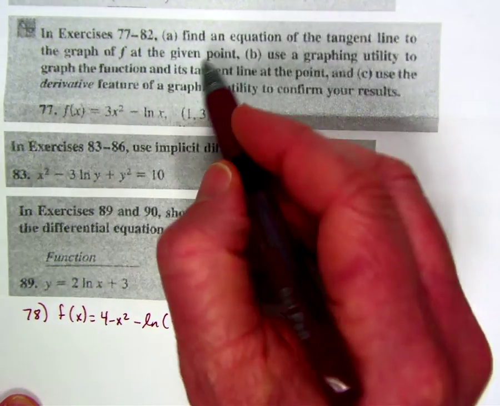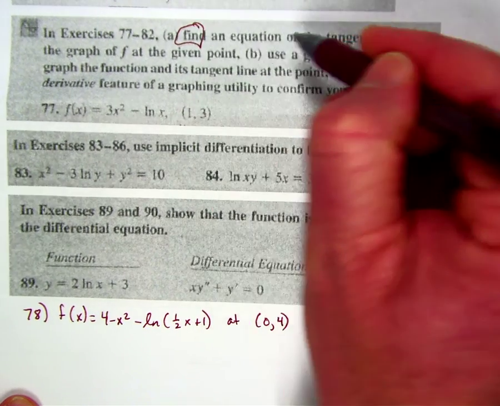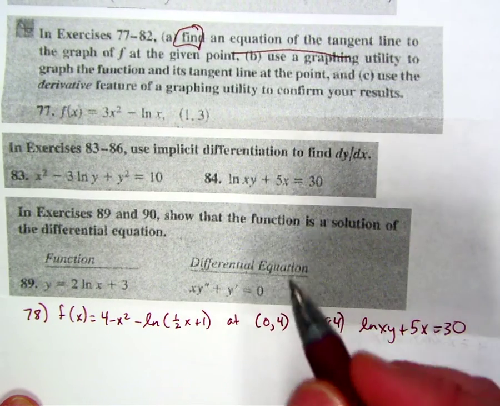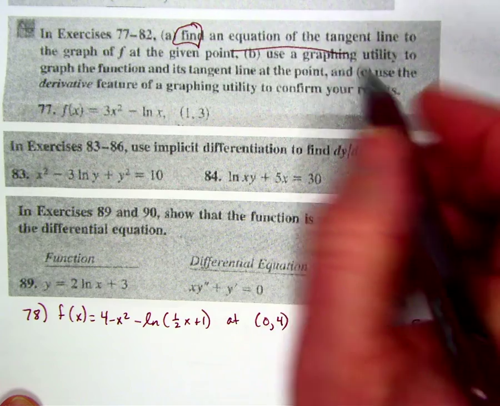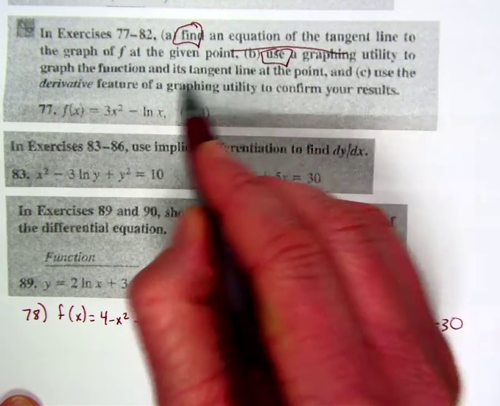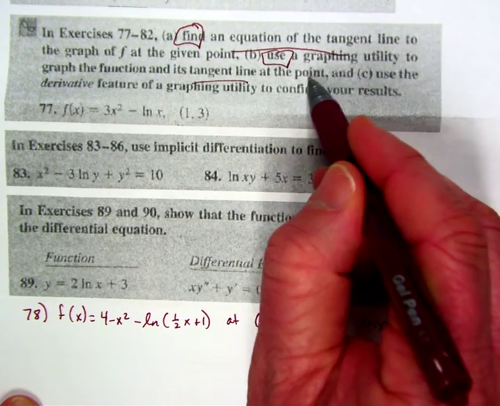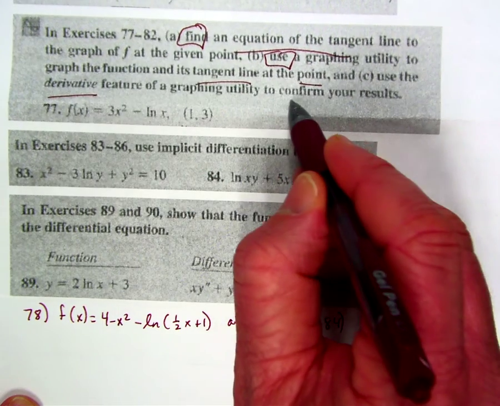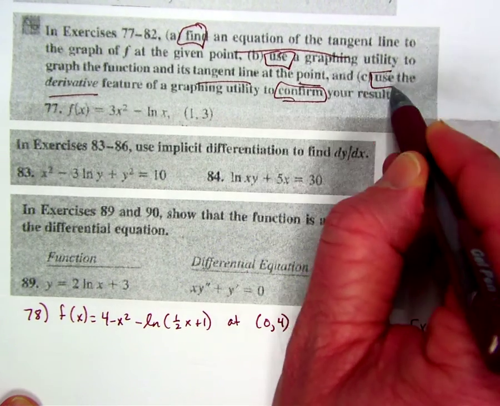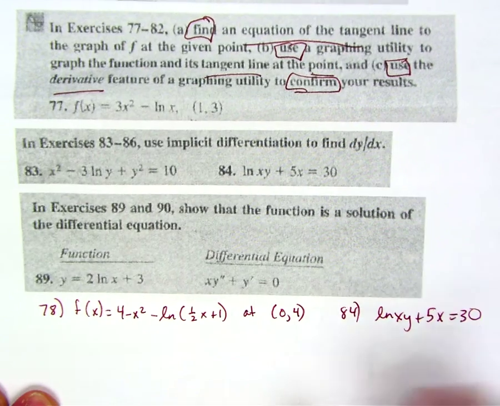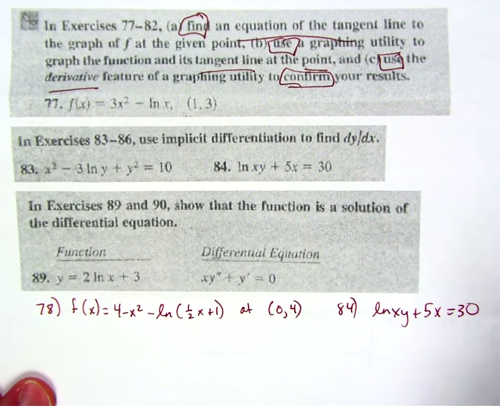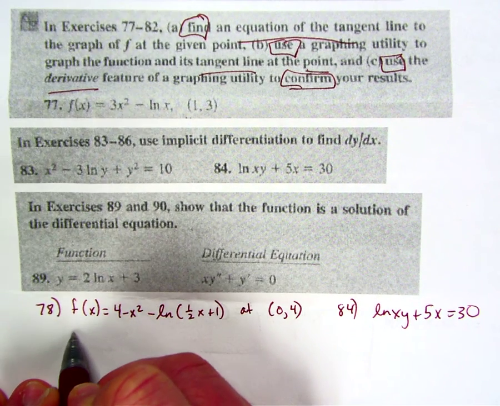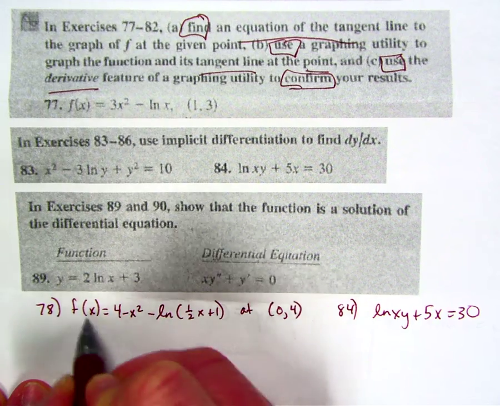So find an equation of the line tangent. We know what that means. Use a graphing utility to graph the function and the tangent line at the point, and use the derivative feature of the graphing utility to confirm your results. Okay, so there's multiple tasks here. You're going to do number 77. This is number 78. So part A, find the equation of the tangent line.